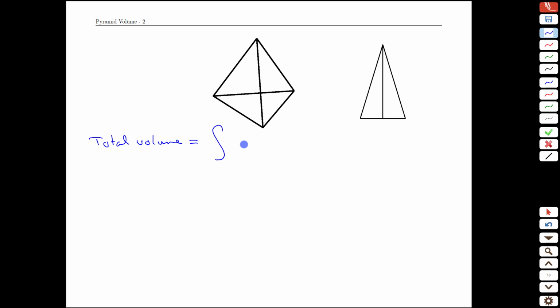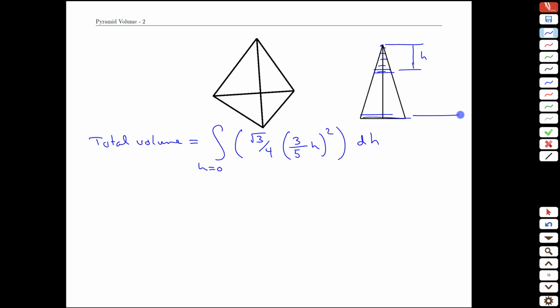equal to the integral of our square root of 3 over 4 times, in brackets, our 3/5 of h, all squared, dh now instead of delta h. And we have to remember where we took our h's from. So wherever we took our slice to, we would take one slice at height 0, we'd slice, slice, slice, slice, slice, and the last slice would occur, the h value for the last slice would be at h equals 5.